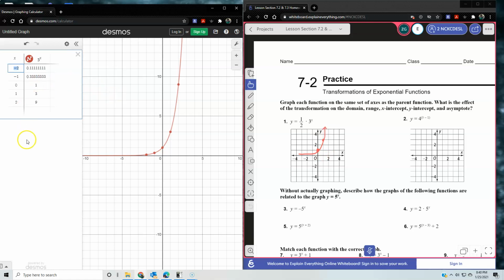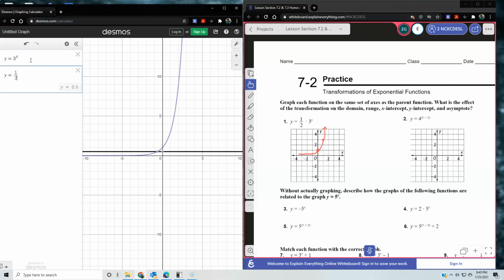So now let me write this again, y equals 3 to the power x. Now let's go ahead and write the new function, 1/2 times 3 to the power x, and you notice there's a compression that takes place. So that's what you want to write down, and I'm going to come up with a table.